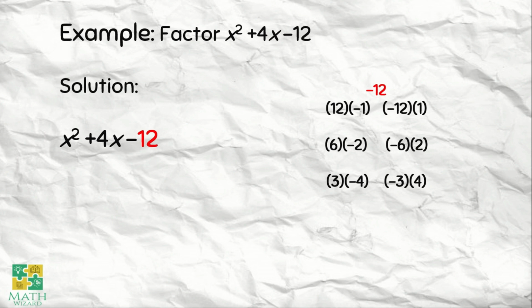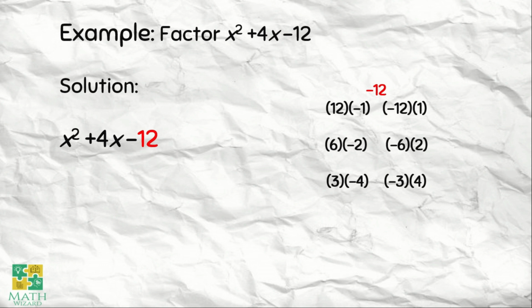Sige. So, negative 12, ano yung mga factors niya? We have 12 times negative 1, negative 12 times positive 1, 6 times negative 2, negative 6 times positive 2, positive 3 times negative 4, and negative 3 times 4. So, ayan yung mga factors na when we multiply them together, the result is negative 12.